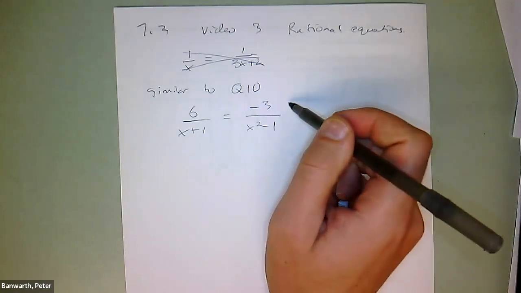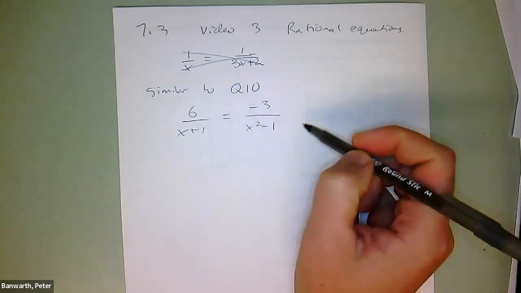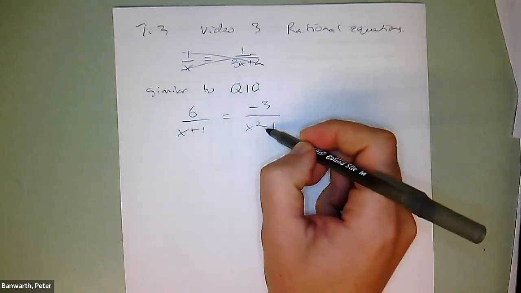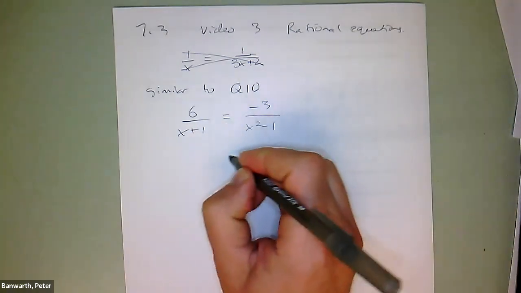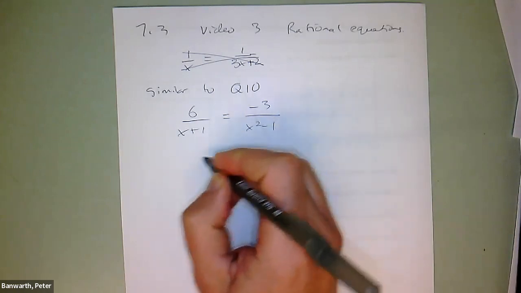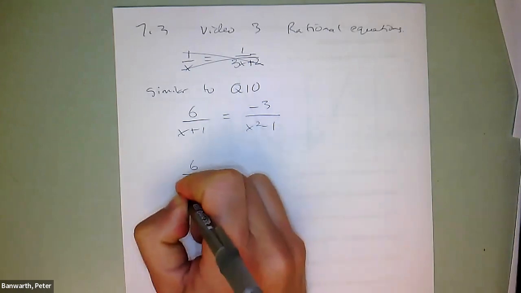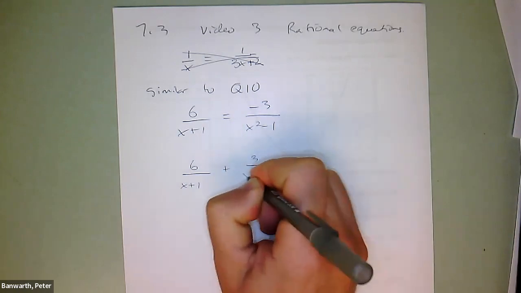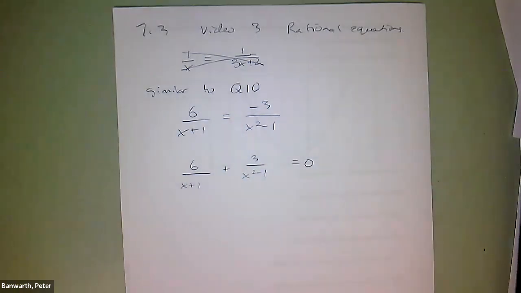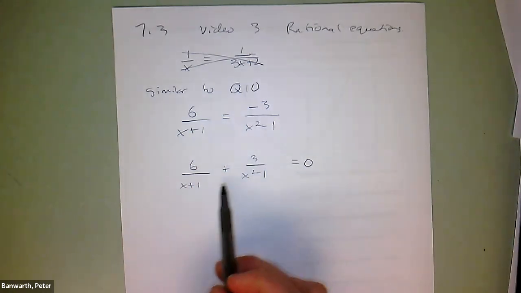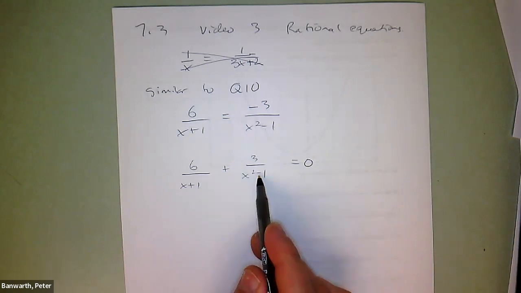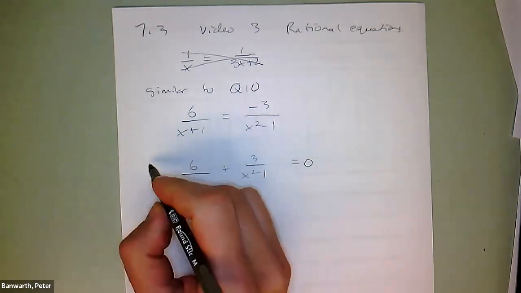I want to do is get the rational pieces together on one side of the equation. So I'll just subtract and I get 6 over x plus 1 plus 3 over x squared minus 1 equals 0. The next thing I want to do is get all of my rational terms over the same denominator. And so the way I do that is by cross multiplying.